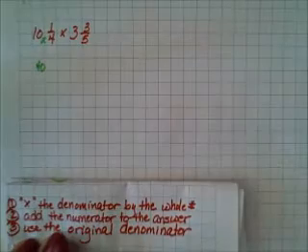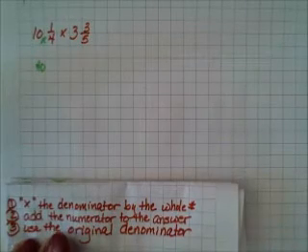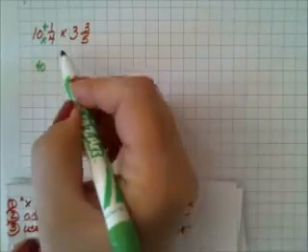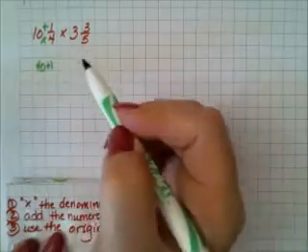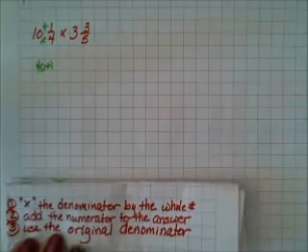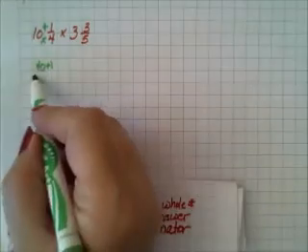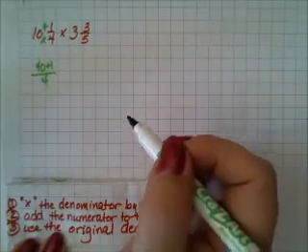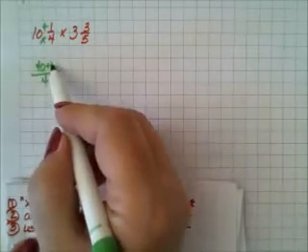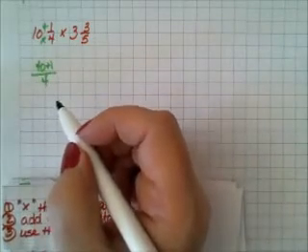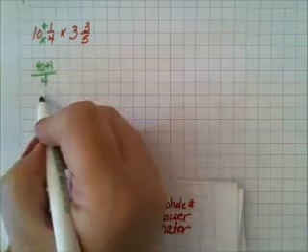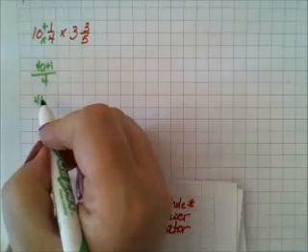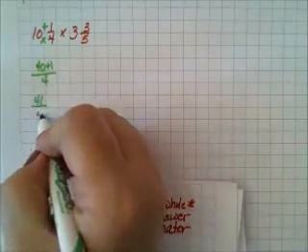Next step, add the numerator to the answer. So our answer is 40. Now we're going to add our numerator, which is 1. And then use the original denominator. So we're going to put our denominator of 4 down here, all right? 40 plus 1 is 41, right? So we get 41, and our original denominator is 4.